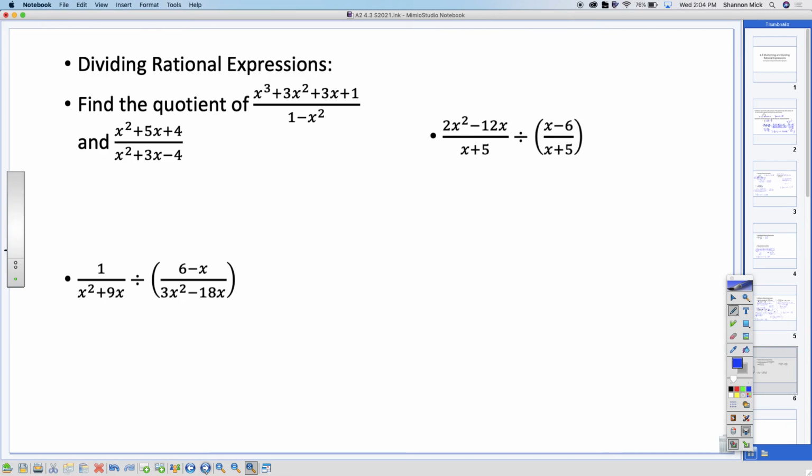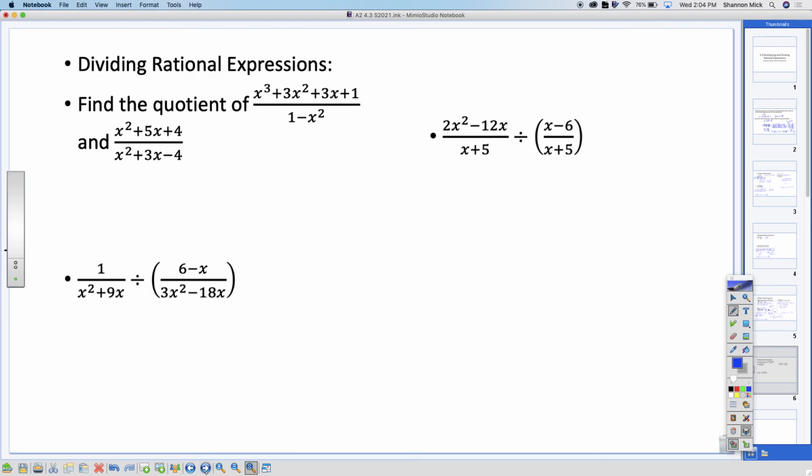So we're going to take x cubed plus 3x squared plus 3x plus 1 over 1 minus x squared, all divided by x squared plus 5x plus 4 over x squared plus 3x minus 4. So I have 2 division problems and 1 division problem, don't I? Yes, because a fraction is a division problem. But we are going to do that. That is just not enough room to do it right there.